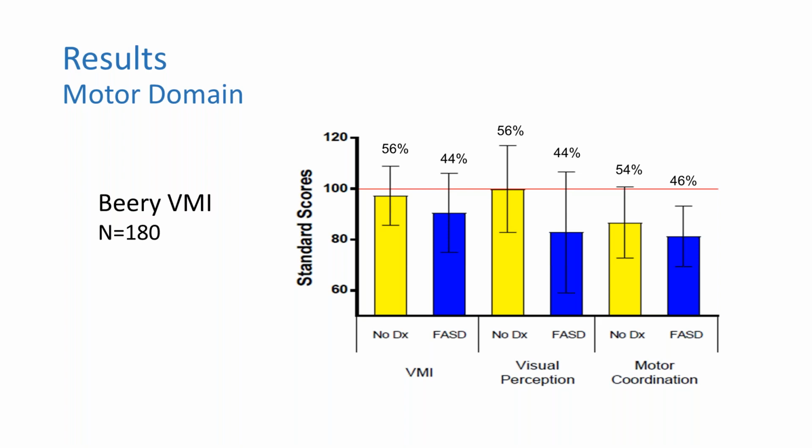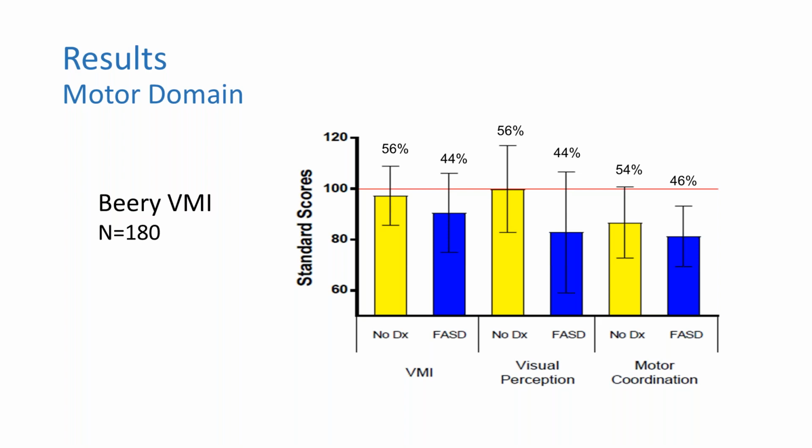So that's why we have different Ns all over the place. For the VMI specifically, the N was 180. For visual perception, it was 72. And for motor coordination, it was 70. But what I want to bring your attention to is, again, the mean that is 100 with that red line going across. And you can see at the VMI, both groups.